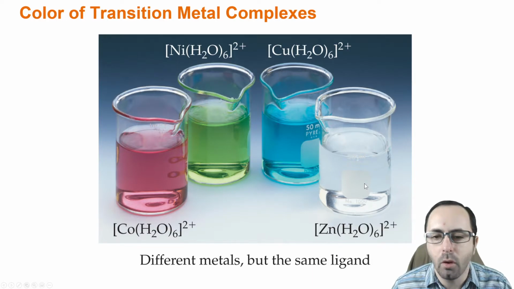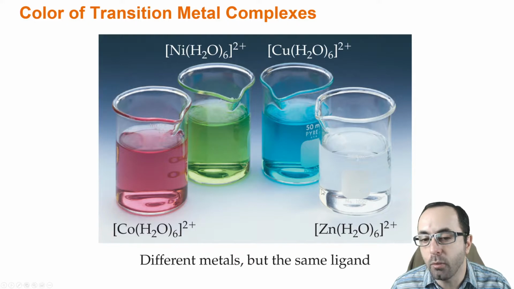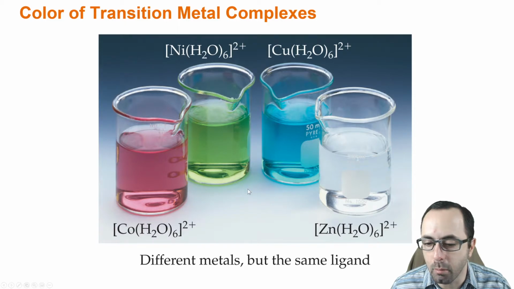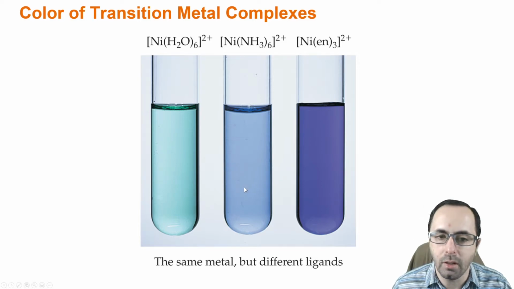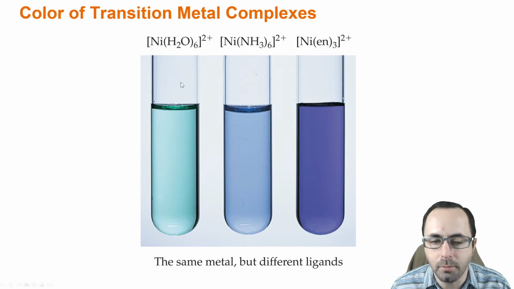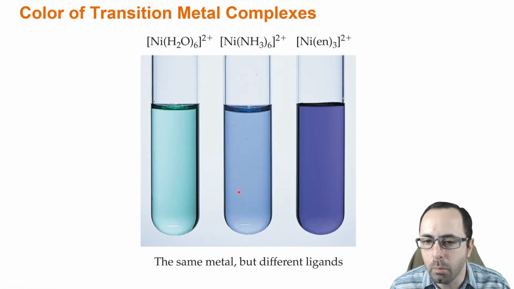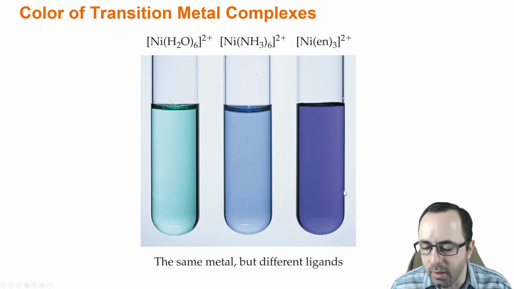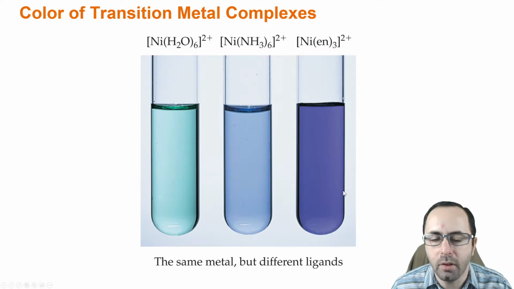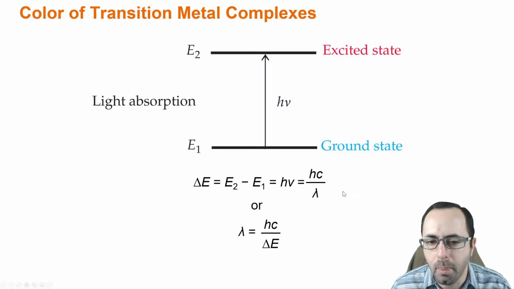Yes, there is. So we can have different colors if we have the same ligand here, which is all water, but different transition metals as a part of the complex. We can also have different colors if we have the same transition metal, but different ligands. If we have nickel here with water ligands, it will make this nice turquoise color. If we have nickel 2+ here with ammine ligands, it makes this bluish color. If we have nickel with ethylenediamine ligands, instead it makes this purple color. So what's the deal with these colors? The colors will differ if we have different metals or if we have different ligands.